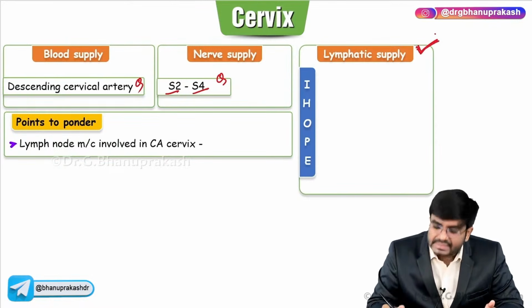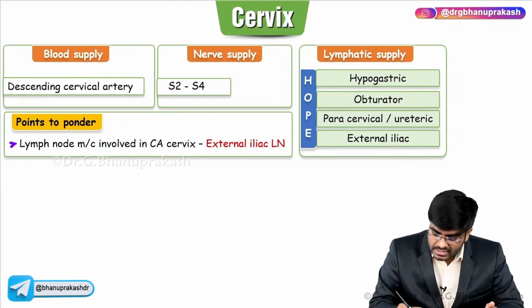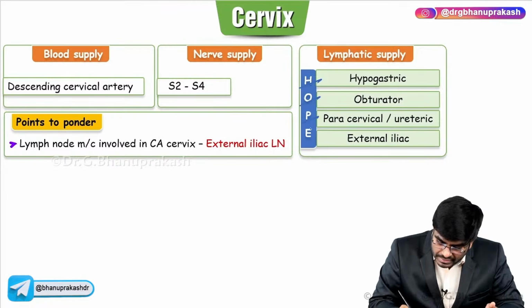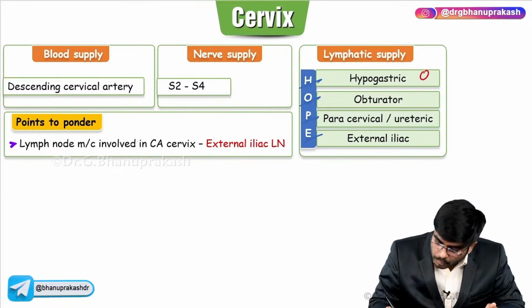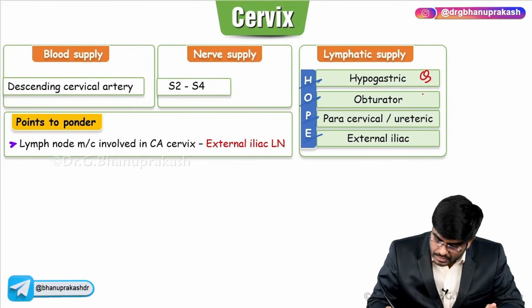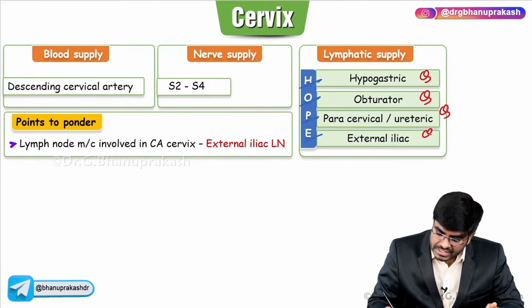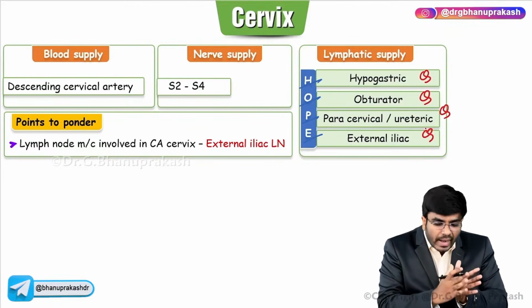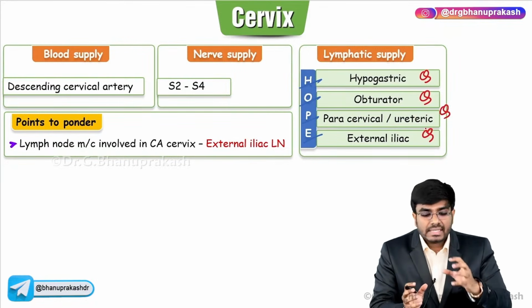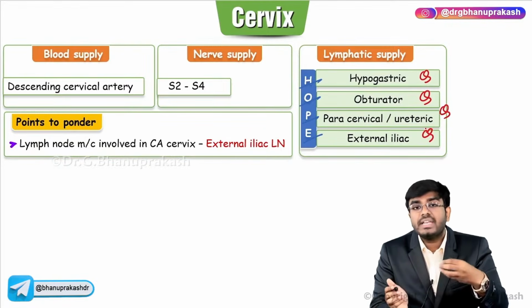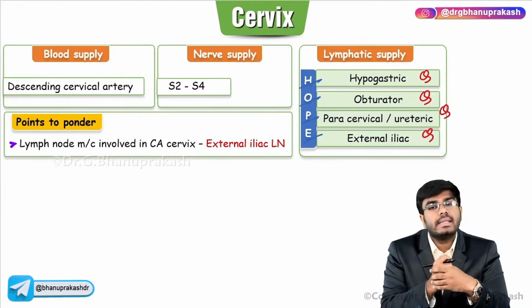Now very important point, the lymphatic supply of the cervix. There is a mnemonic which is HOPE, H-O-P-E. The lymphatic supply is coming from the hypogastric lymph nodes, obturator lymph nodes, paracervical and external iliac lymph nodes. What I mean is the lymphatic drainage is going to these lymph nodes. So from the cervix, the lymphatic drainage is draining into hypogastric, obturator, paracervical and external iliac lymph nodes.